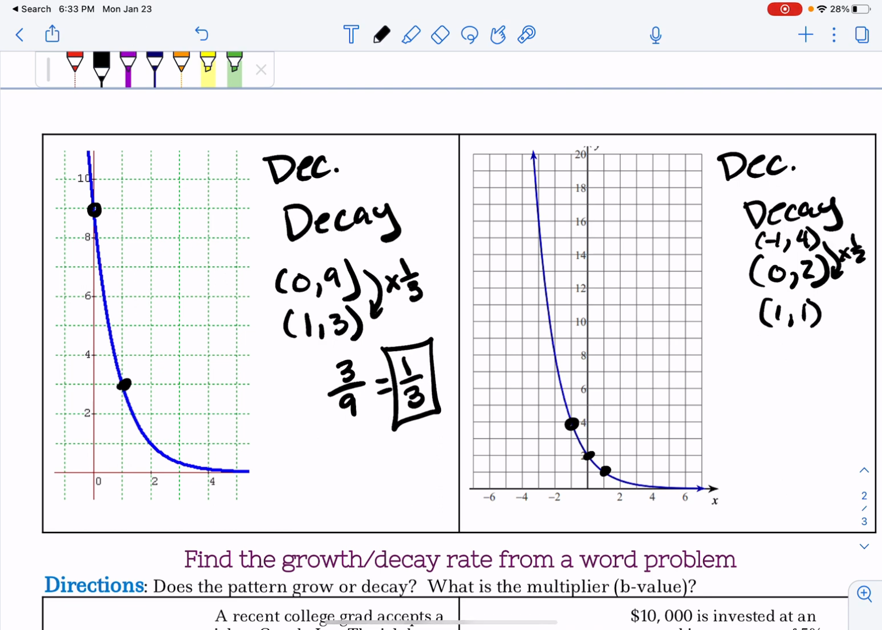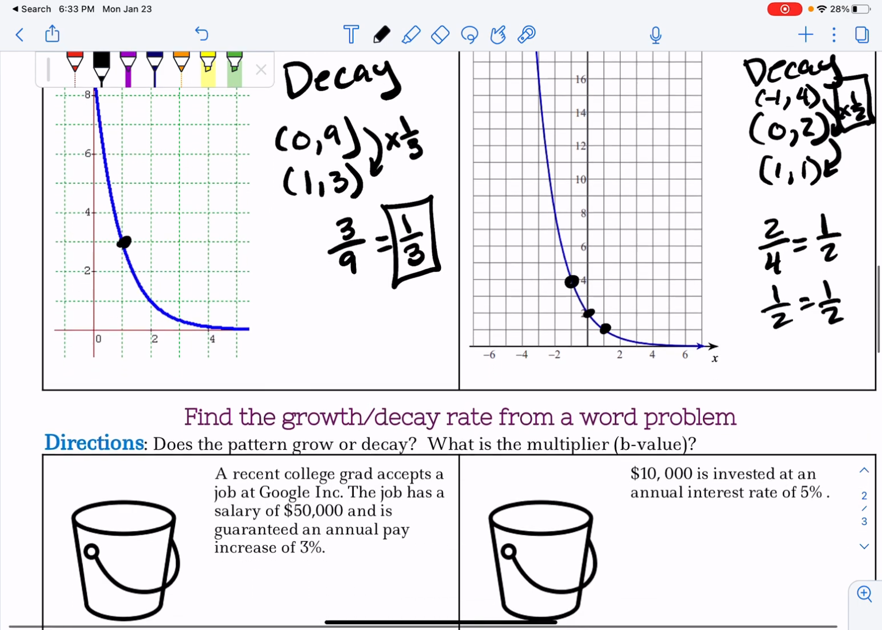I would multiply 4 by 1/2 to get to 2, or we could divide 2 by 4, which simplifies to 1/2. We could check that with our next point, 1 divided by 2, which also equals 1/2. So our multiplier here is 1/2, which again matches what we expect for decay.